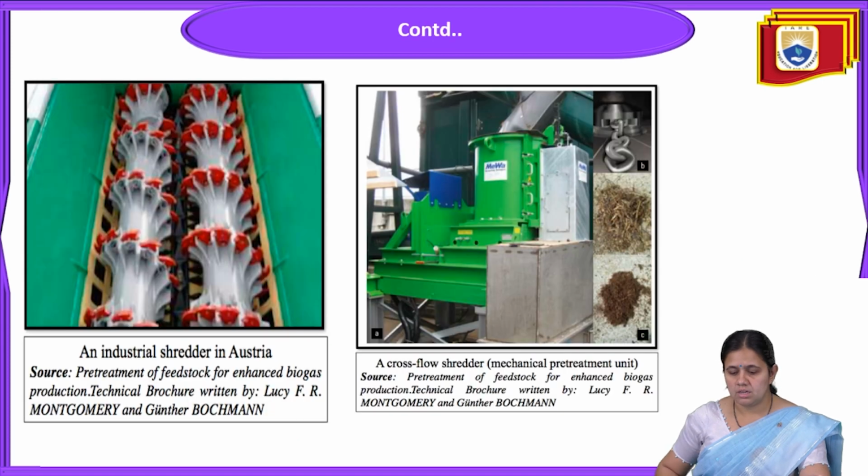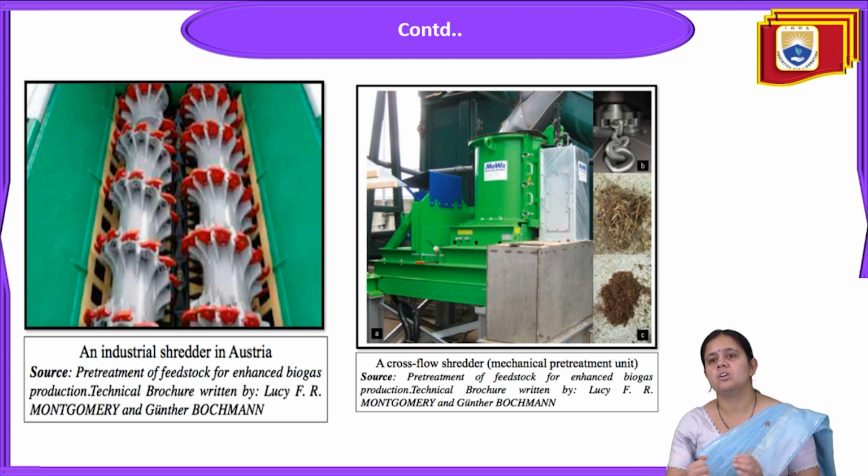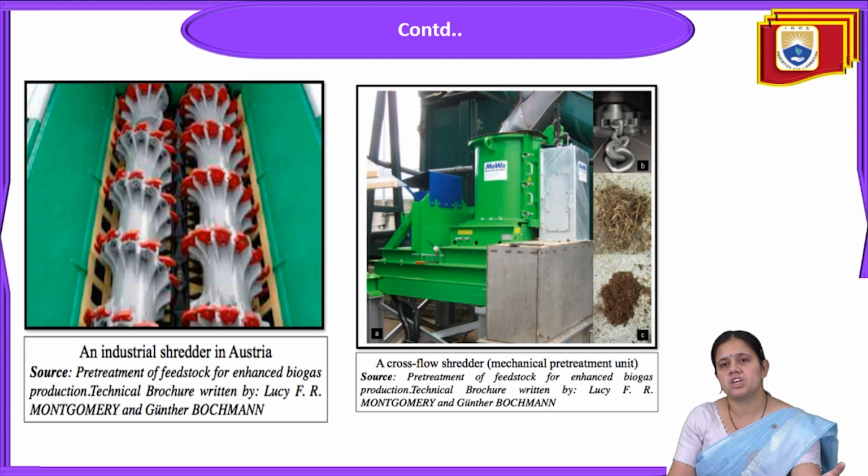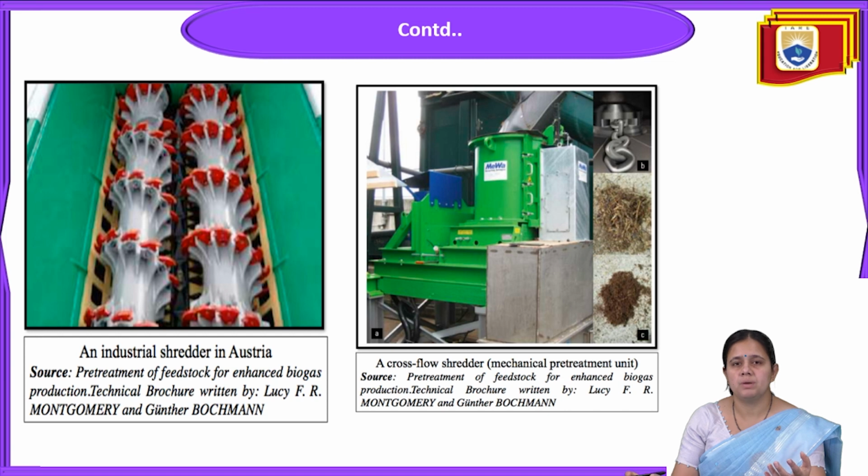Next, here you can see the pictures of this. This is a picture of an industrial shredder in Austria, because abroad they use more instruments like this. This is pre-treatment of feedstock for enhancing biogas production. When we are talking about biogas production on a very large level, this pre-treatment is very much required, because we have already explained why it is needed. Pre-treatment will enhance microbial attack activity.